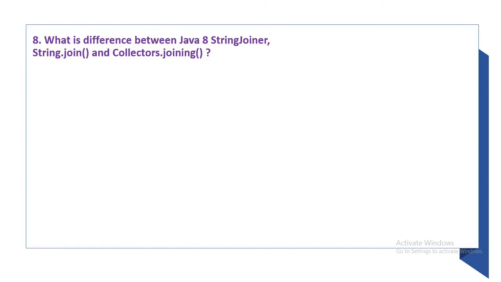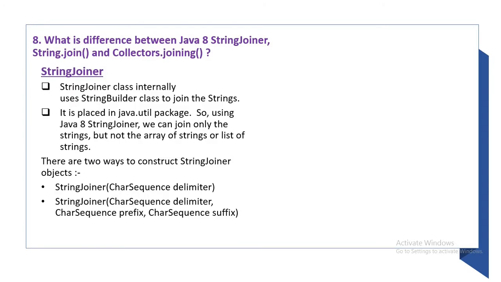So the next question is, what is the difference between Java 8 StringJoiner, String.join and Collectors.joining? What is StringJoiner? The StringJoiner class internally uses the StringBuilder class to join the strings, and it is placed in the java.util package. Using Java 8 StringJoiner, we can join only the strings but not an array of strings or a list of strings. There are two ways to construct StringJoiner objects.